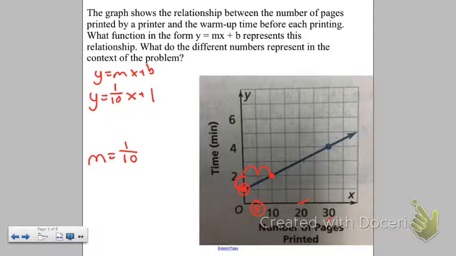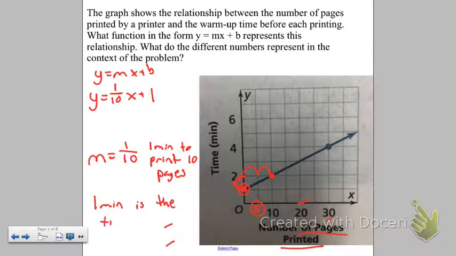So the slope, it says what do the different numbers represent? It means 1 minute to print 10 pages. Since it's a change in y over the change in x, the minute is the y, the pages is the x. So 1 minute to print 10 pages. And the 1 minute for the y-intercept is the time to warm up.